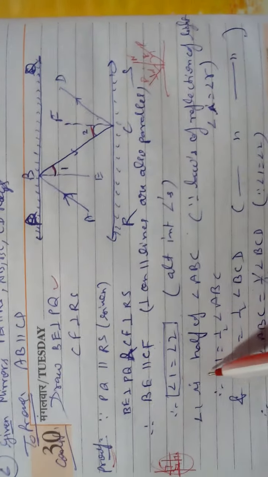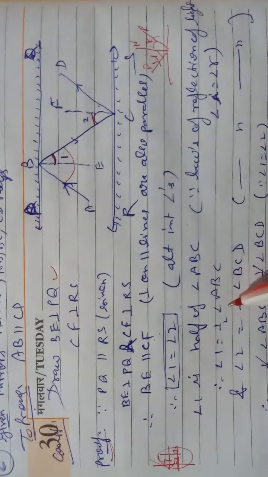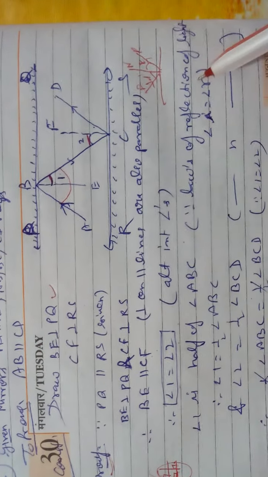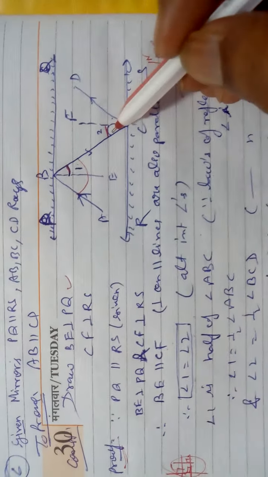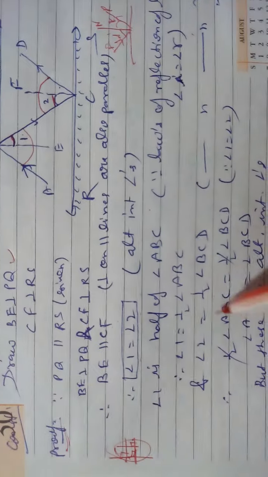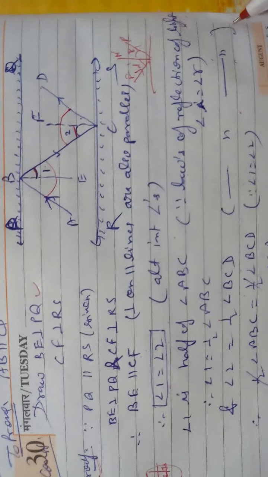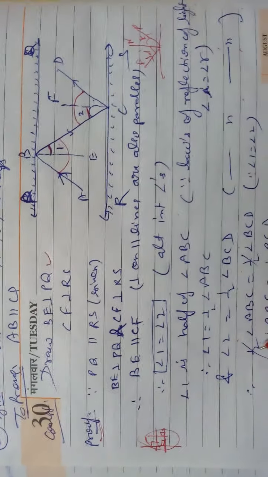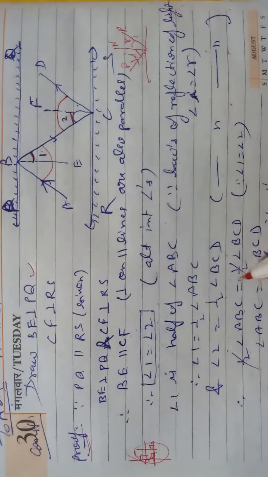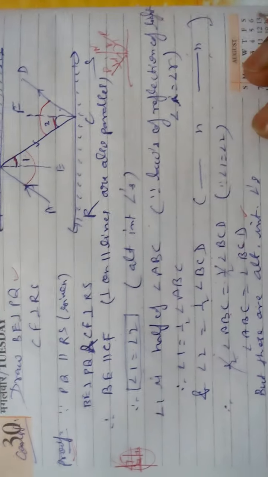With this rule, angle 1 is half of this full angle, half of ABC, because of the laws of reflection of light, angle I is always equal to angle R. Similarly, angle 2 is half of this BCD, because of the laws of reflection of light. Both sides, 1 and 2, you have already proved equal. It means half ABC equals half BCD, the halves cancel. What is left? Angle ABC equals angle BCD.